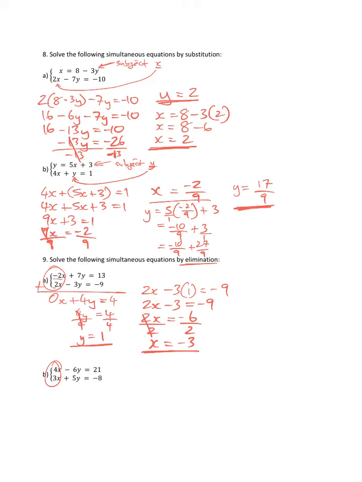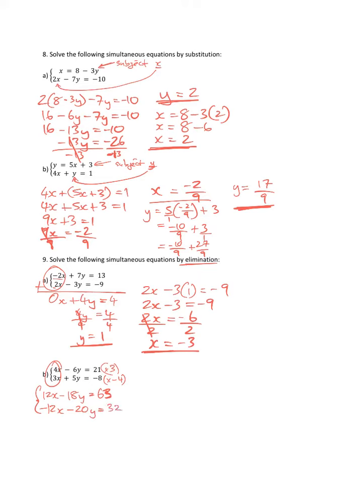So how am I going to do that? How am I going to get them both to 12 and have opposite signs? I'm going to times the top one by 3. I'm going to times the bottom one by negative 4. So the top one times by 3, the equation is going to look like 12x negative 18y is equal to 63. The bottom equation is going to be negative 12x negative 20y is equal to negative 4 times negative 8 is 32.